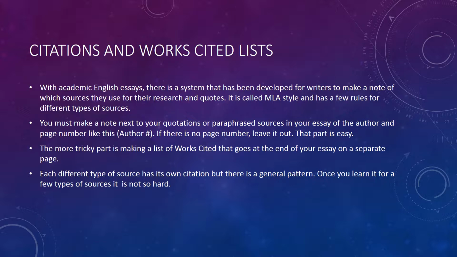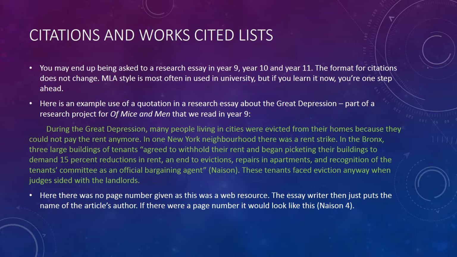That part's easy. The more tricky part is making a list of works cited that goes at the end of your essay on a separate page. When you do research, it's really important to list the number of sources that you use. Each different type of source has its own citation, but there's a general pattern. Once you learn it for a few types of sources, it's not so hard. When you end up writing a research essay in year 9, year 10, or year 11, the format for citations doesn't change. MLA style is most commonly used in university, but if you learn it now, you're a step ahead.